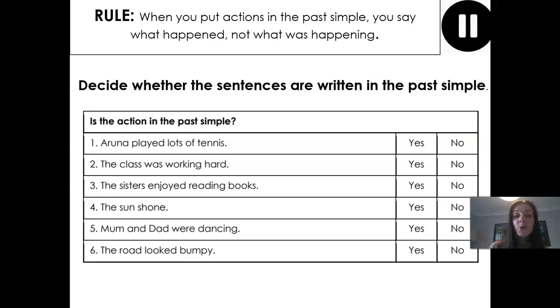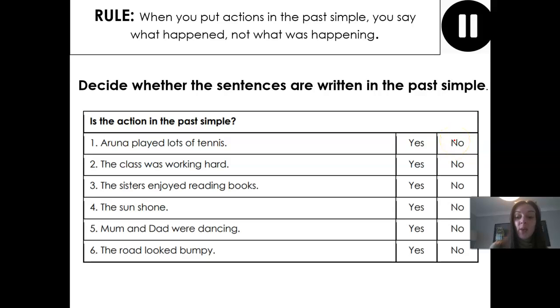So, for this task, you do not need to write out full sentences. You can write the numbers 1 to 6 in the margin, and then next to them you're going to write yes or no. So we can shorten this task down. We don't have to rewrite the sentence. So, let's read them. Aruna played lots of tennis. Now, I need to say, is this in the past simple, yes or no?